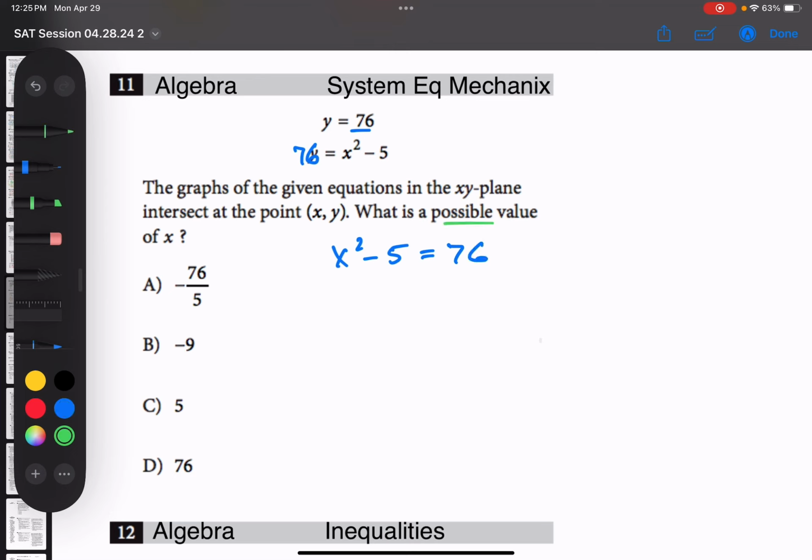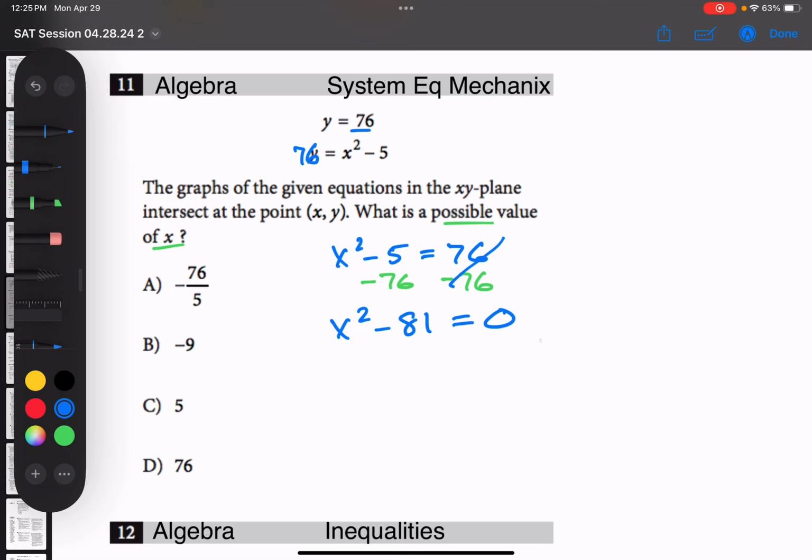Okay, let's go into the question. What is a possible value of x? Okay, so let's solve for x. How do we solve for x? Let's get the equation to equal 0, which means we're going to have to subtract 76 from both sides, right? So we have x squared with a negative 5 minus 76. What is that going to equal? That will equal a negative 81.